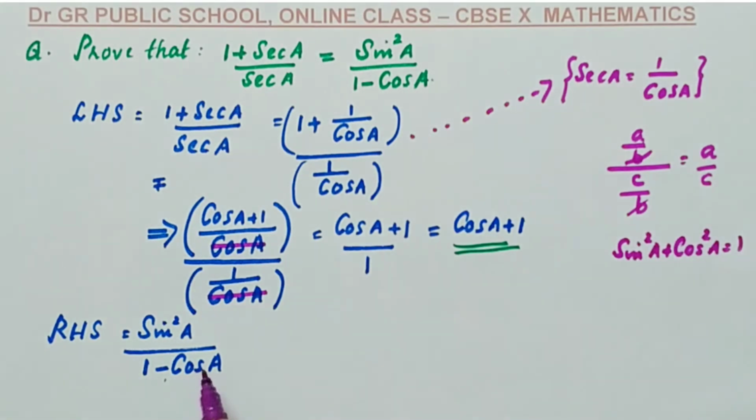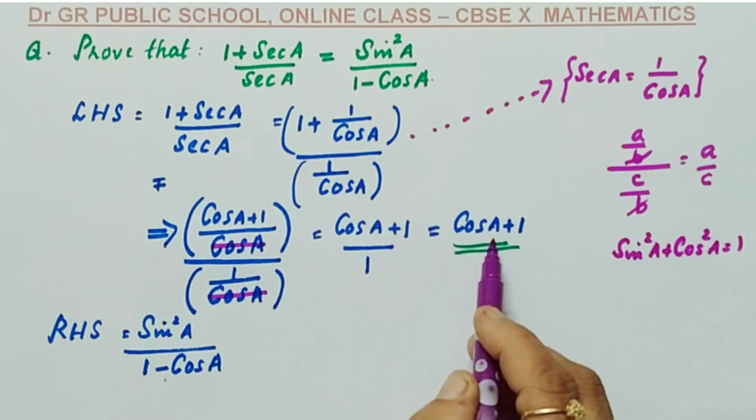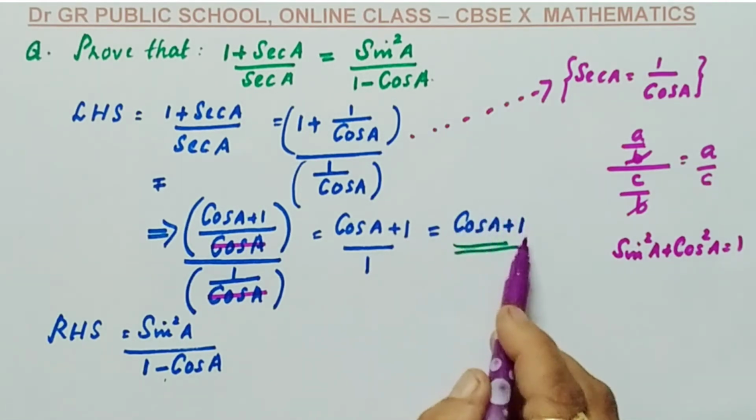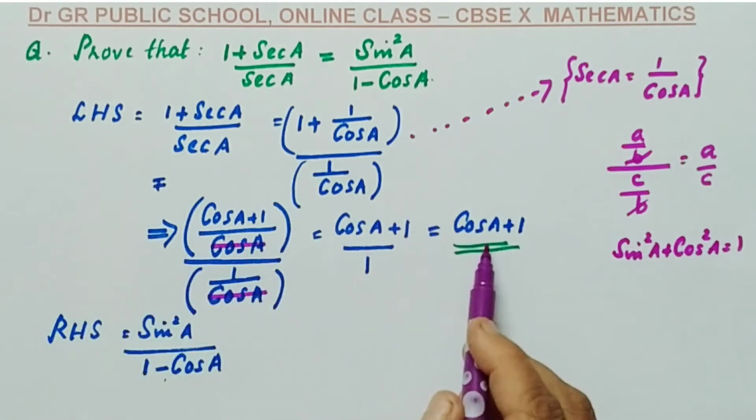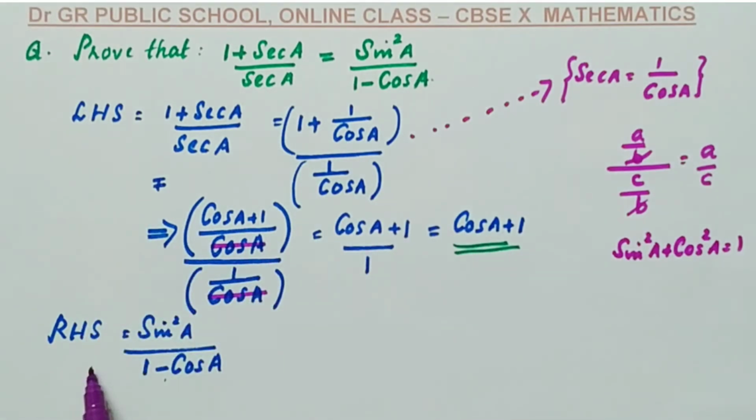After each step, you need to look at the LHS and RHS and check whether they coincided or not. Here the LHS has cos A plus 1; the RHS should also consist of cos A plus 1. This is the simplification of the LHS. Now, when taking the RHS, you can see that RHS equals sin square A by 1 minus cos A.